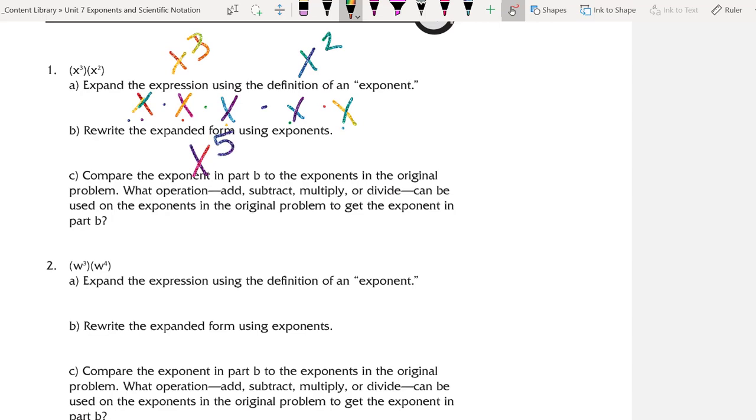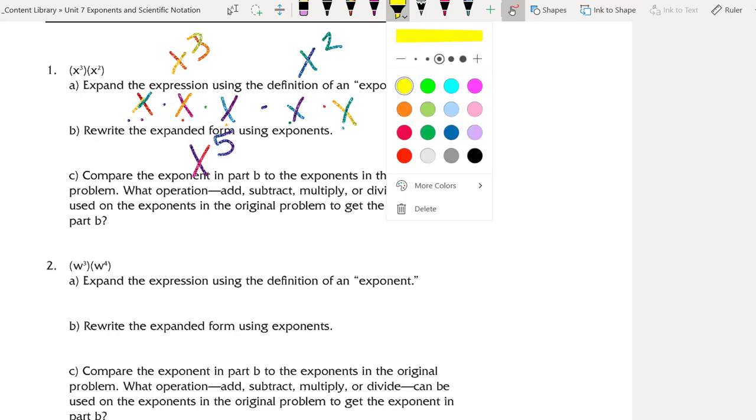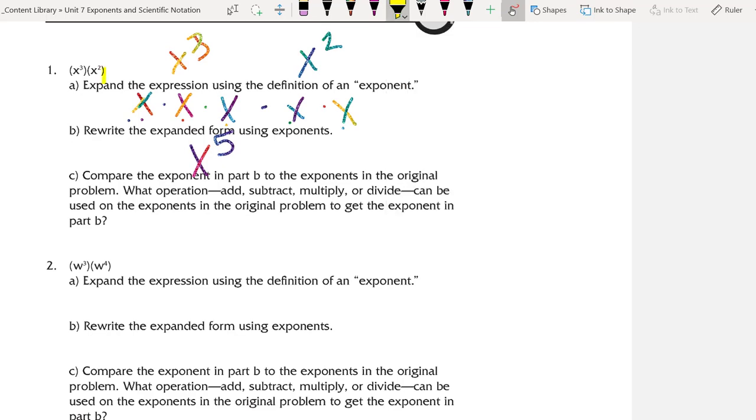So comparing what we started with to what we ended up with, what operation, add, subtract, multiply, or divide, can be used on the exponents to get part B? From part A to part B, what did we do with those exponents? Okay, and I'm not going to answer that question. We're going to keep doing quite a few of these.